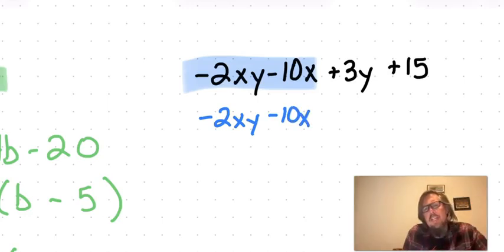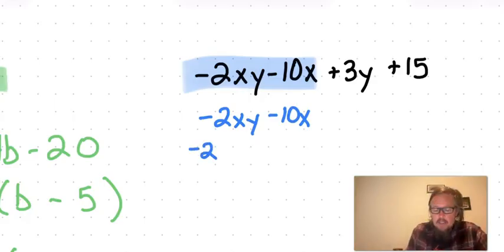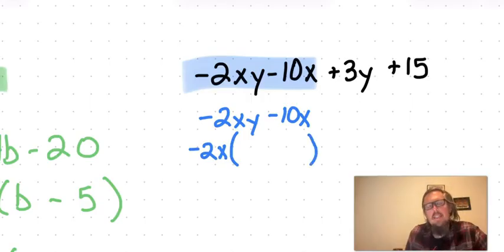So negative 2 and negative 10 have a common factor of 2, but remember, if it starts with a negative, it's usually best to factor out a negative. So let's factor out a negative 2. And then they also both have an x. So the greatest common factor is negative 2x.